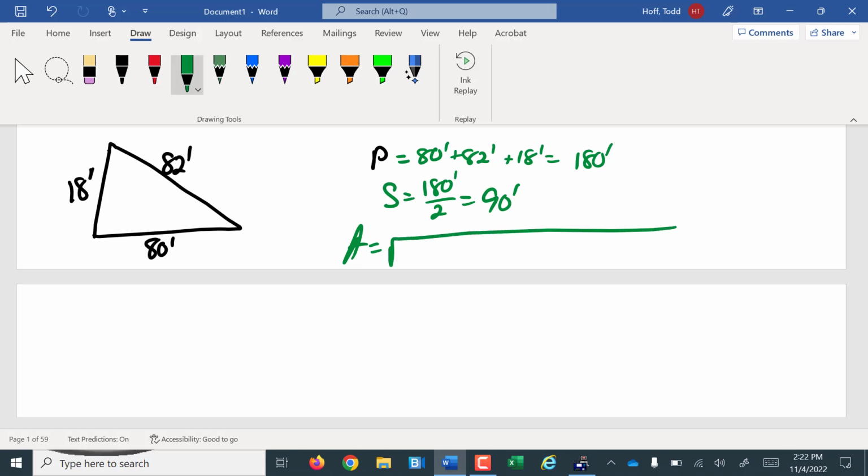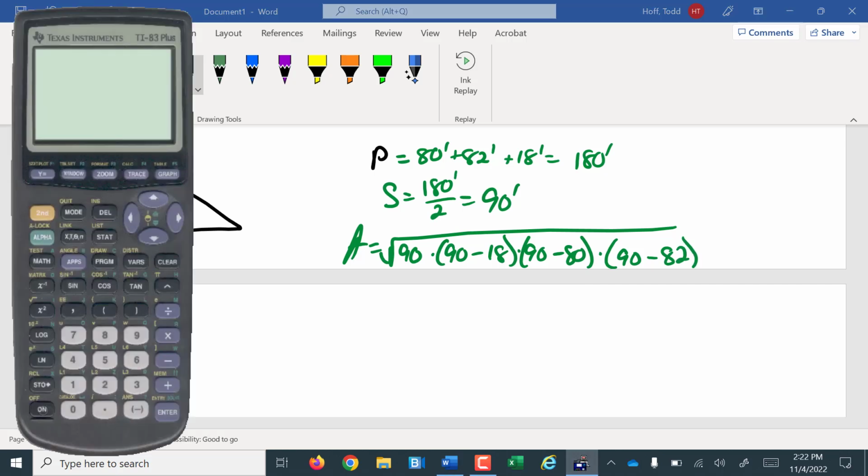So that'll be the square root of 90 minus 18 times 90 minus 10 is 80 times 90 minus 82. So then the final thing is 90 times 72 times 10 times 8. And then you take the square root, and it's 7,200. Hey, you got it wrong.